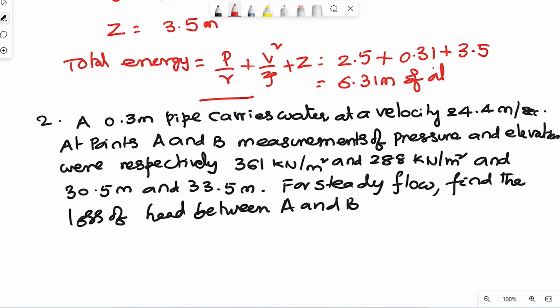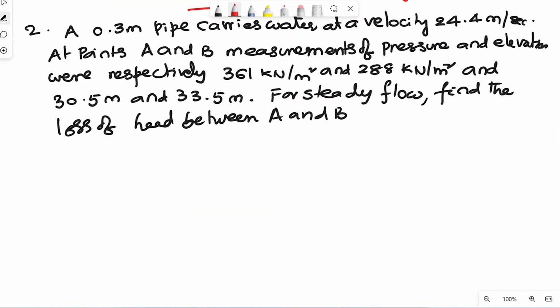This is what I mentioned in my earlier introductory remarks. So now we will take it. The diameter of the pipe is constant. So the diameter of the pipe is 0.3 meters. Once the diameter is known, you can calculate the area. Then he has given velocity, and because the diameter is constant, automatically the velocity is also constant. V is equal to 24.4 meters per second.